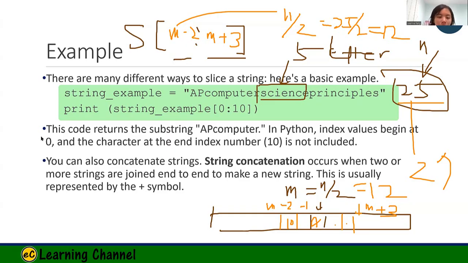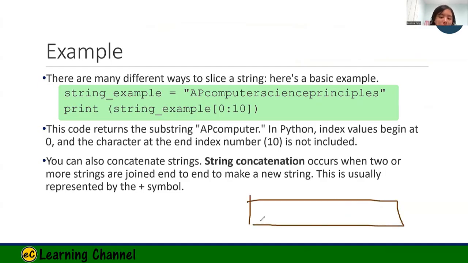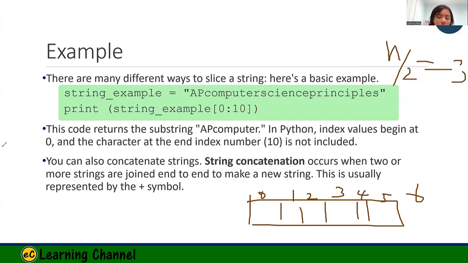If it is an even number, let's look at the even number case. Let's assume that you have 6 different ones. So we have an even number, you have 0, 1, 2, 3, 4, 5. So in the even case, your n divided by 2 is 3. So 3 is the middle one, but the middle on the right. Do you see that?